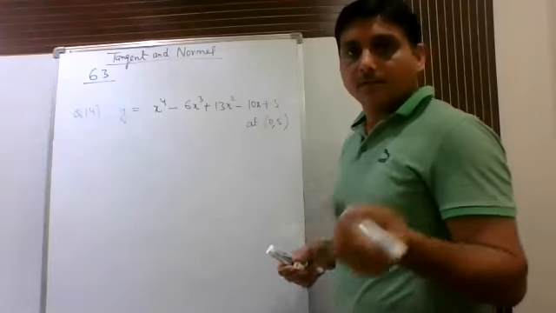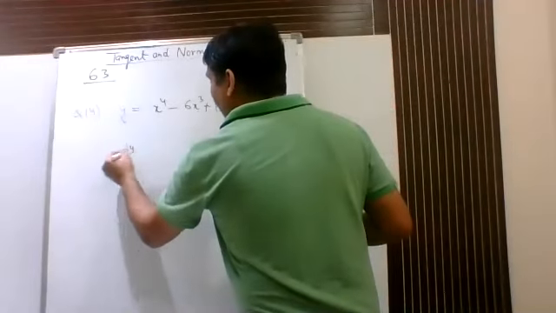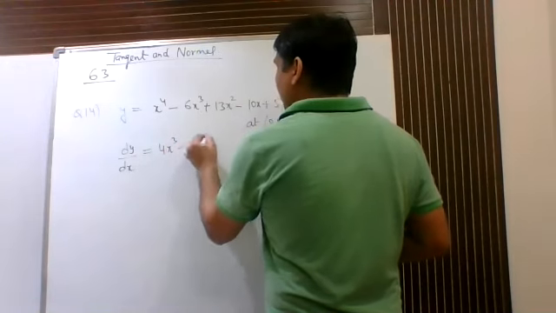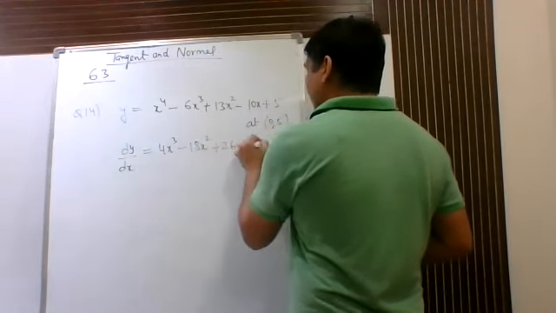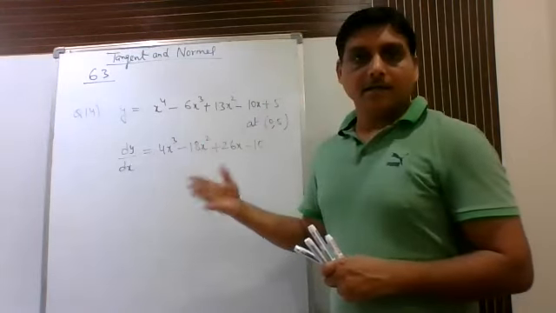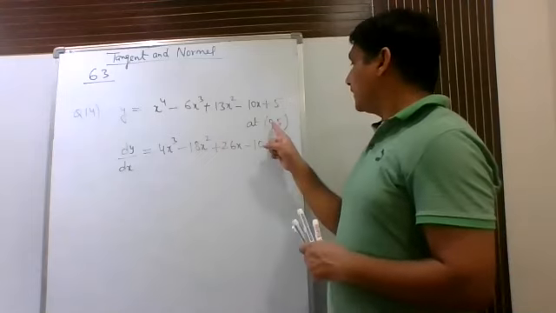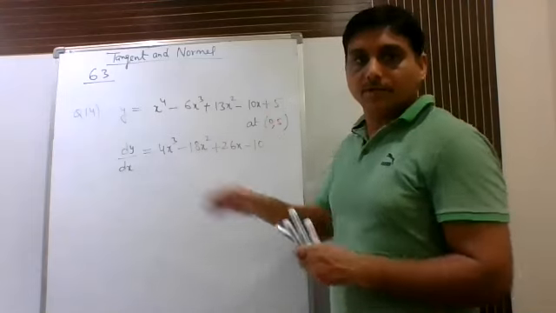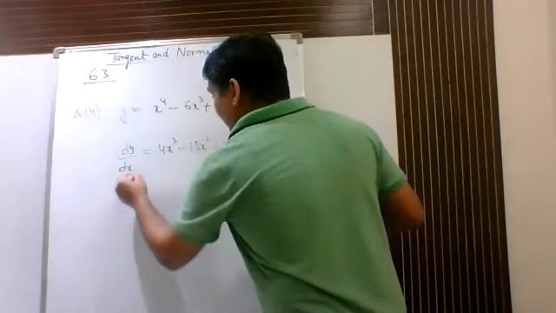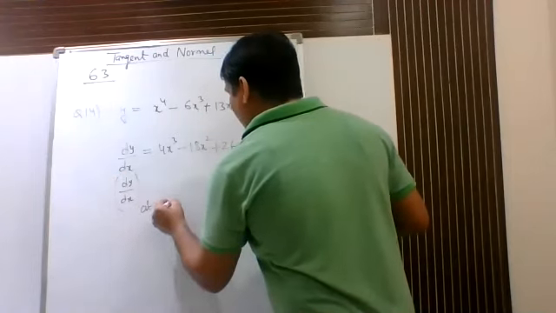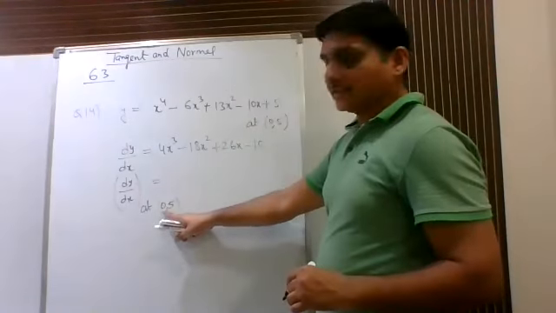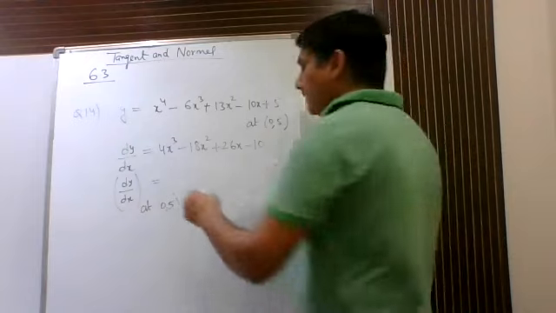So let us take dy upon dx for this curve. dy upon dx will be 4x to the power 3 minus 18x square plus 26x minus 10. Right? So now this is the slope of the tangent at any arbitrary point. Now we are interested in this particular point, (0, 5), so let us substitute that value. When you substitute, you will get dy upon dx at (0, 5). Here you can see that the value of x is simply 0, so when you put x equal to 0, you will get this as minus 10.